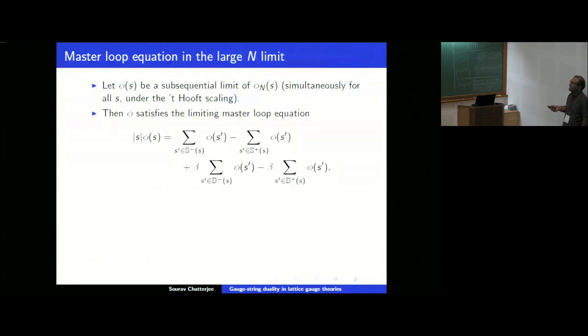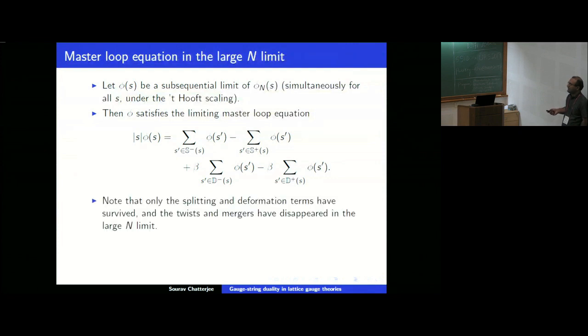Then one can see from the master loop equation that this limit must satisfy this simpler equation. Note that only splittings and deformations survive. The other terms, the N is such that they go to 0. So in the limit, there is a simpler equation that is satisfied. As I said, the twists and mergers have disappeared. And this holds for any beta, and any subsequential limit of these objects.